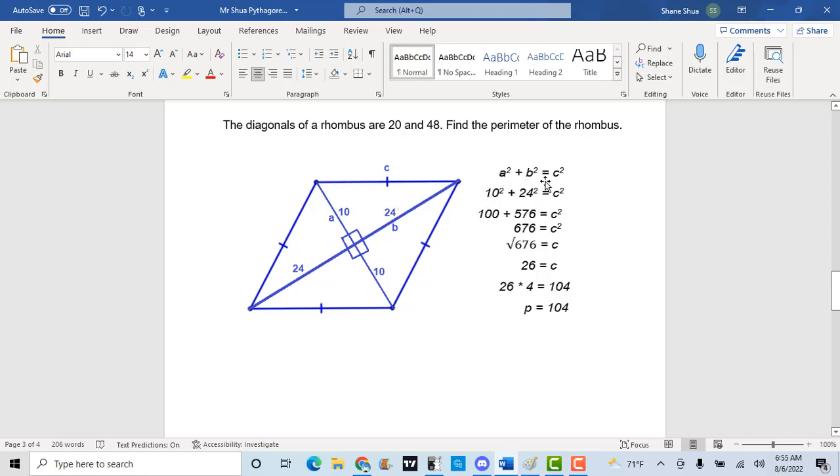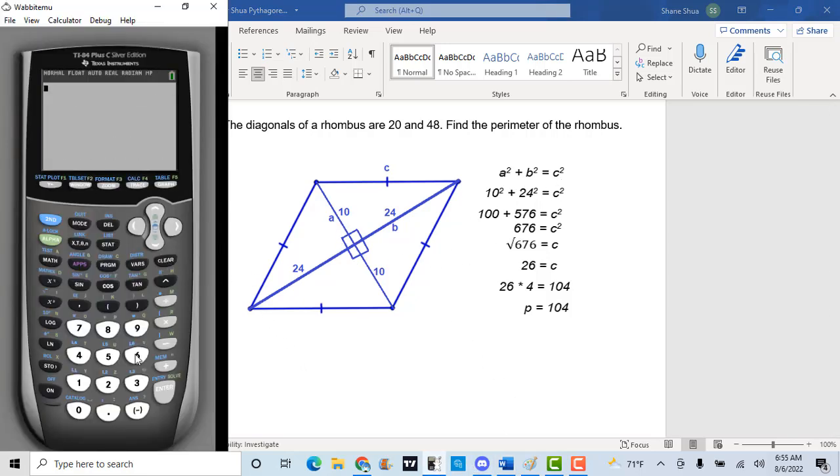So we're going to use the Pythagorean theorem in order to calculate that. So a squared plus b squared equals c squared. So we know what our a is, which is 10. So 10 squared, that's 100. And b is 24, so 24 squared is 576. But we don't know c yet, so we're going to leave that as a variable. So 100 plus 576 equals c squared. We add those two together, we get 676. So 676 is c squared.